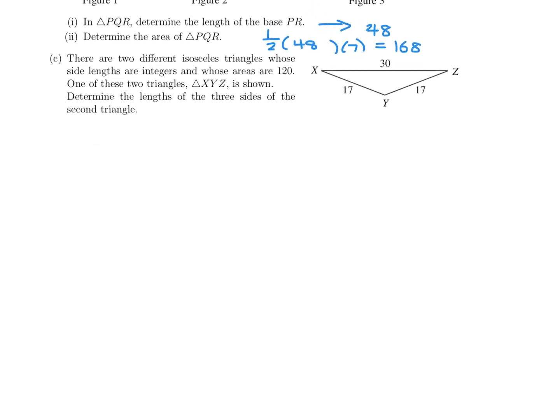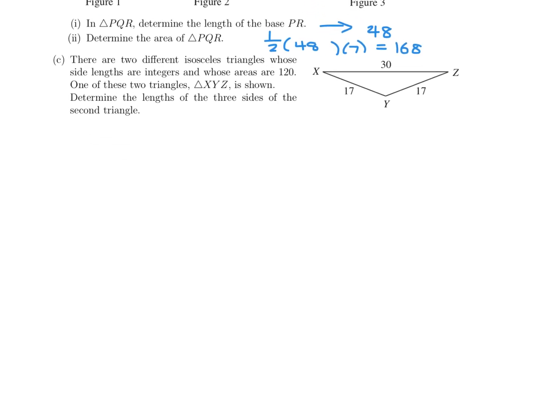Okay, now we get to the final one. There are two different isosceles triangles whose side lengths are integers and whose areas are 120. One of these two triangles, XYZ, is shown. Determine the lengths of the three sides of the second triangle. All right. So I guess what they're doing is similar to what they did in the previous question, but a little bit of a twist. So first, let me just draw this altitude here, like that.